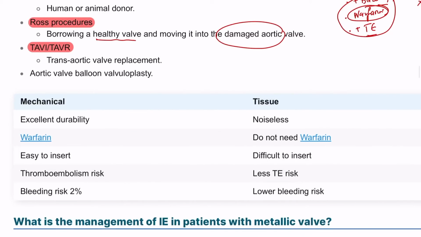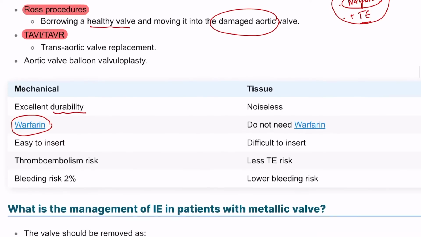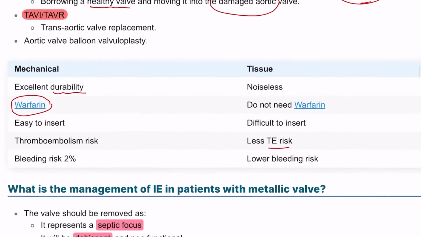So you do have a mechanical valve. It's durable, but needs warfarin with risk of bleeding and thromboembolism. On the other side, the tissue valve doesn't make any noise, and it's not as durable as the mechanical valve. It doesn't need warfarin, it is difficult to insert, and it has less thromboembolism risk as well.